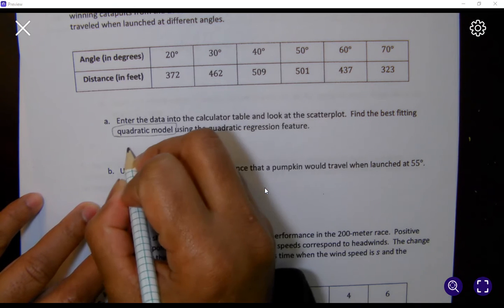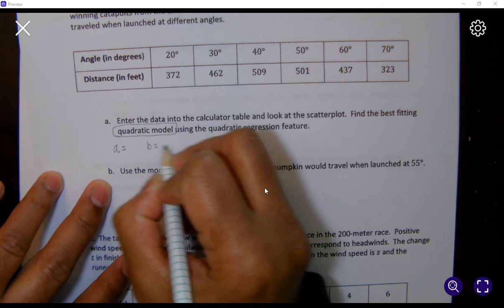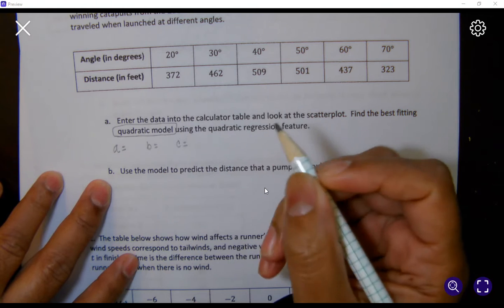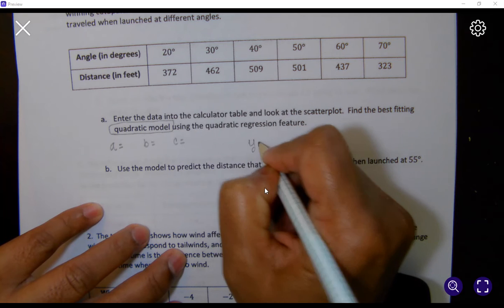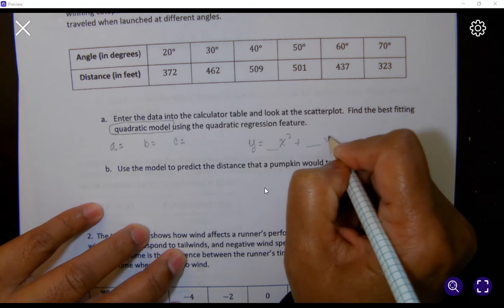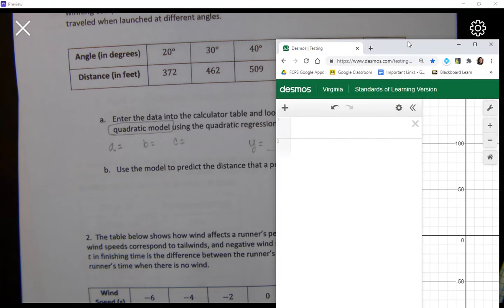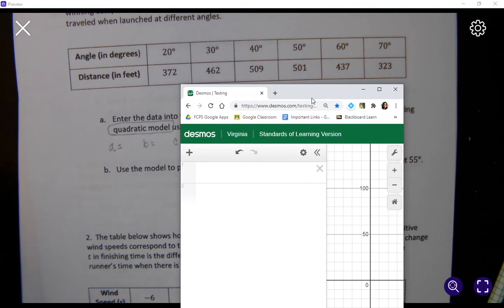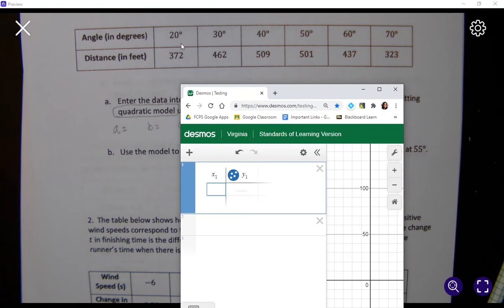We're going to put this in decimals and look for A equals, B equals, and then C equals, and then we're going to write that into our function here. So we can say y or f of x equals ax squared, plugging in the a here, plus bx plus c. To do that in decimals, we're going to plug in the table. Here's my data, so I'm going to press the plus button right here and plug in a table. So we're going to plug in all these numbers.